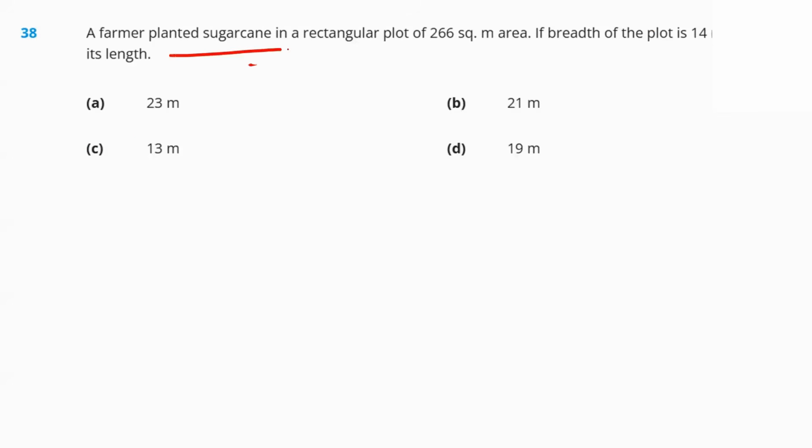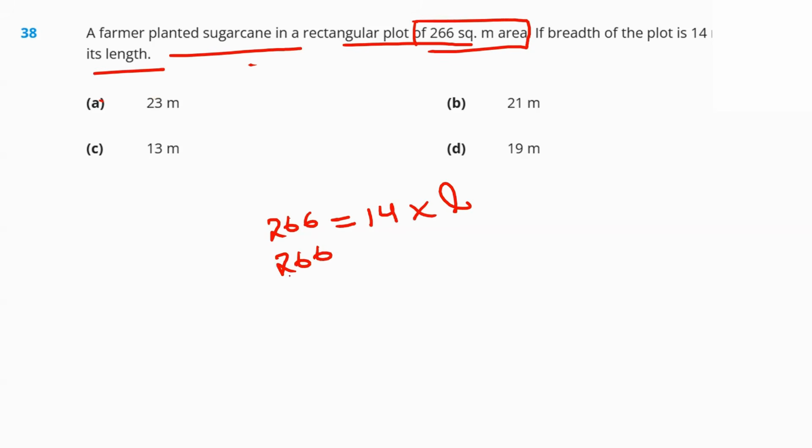Next, a farmer planted sugarcane in a rectangular plot which has an area of 266 square meters. What's the formula for the area of a rectangle? Length into breadth. The breadth is given to be 14. The length you don't know, we have to find the length. Simply divide the area by the breadth. 1 times 14, we are left with 126. 14 nines is 126. So 19 meters, option D is the answer.